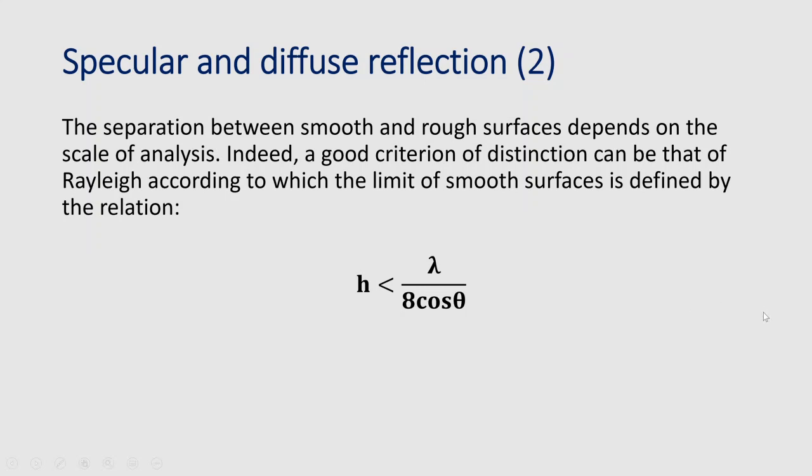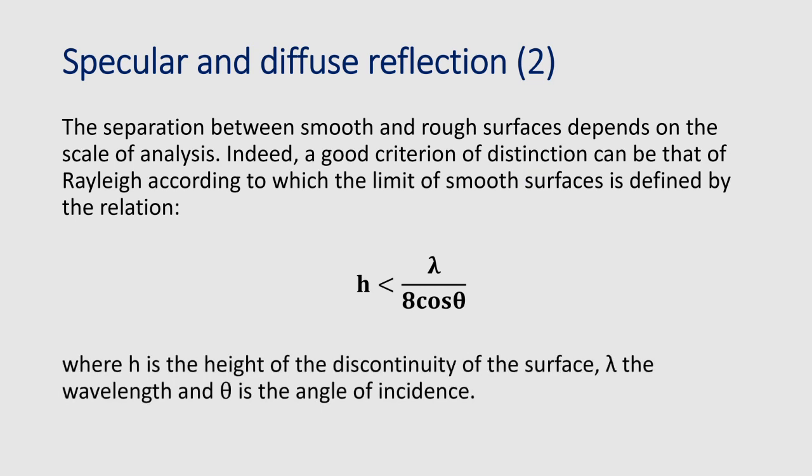And this relation is very simple. The smooth surface is a surface with this particularity in which h is less than the ratio between lambda and 8 times cosine theta. What are the meanings of these different things here?